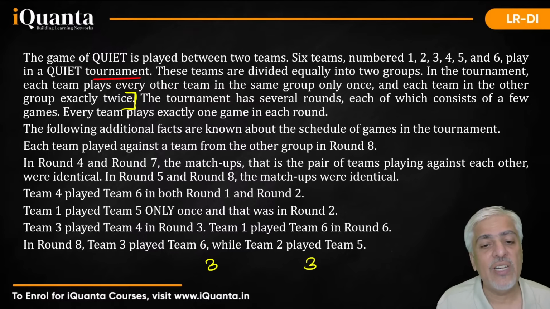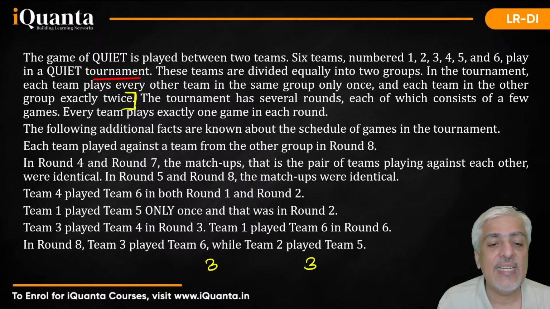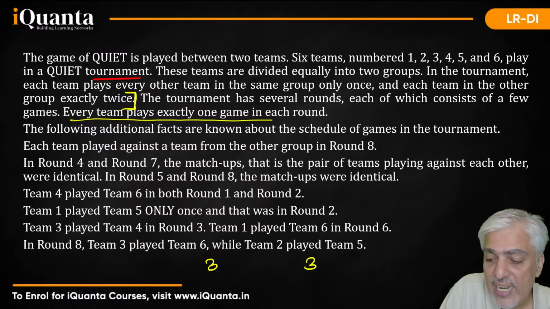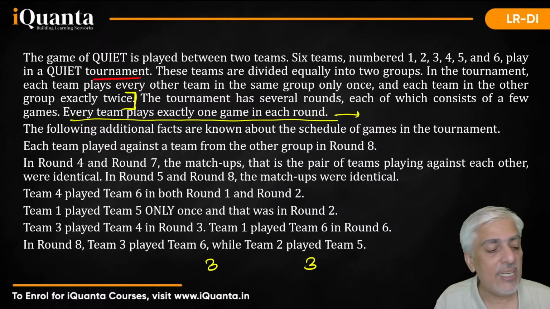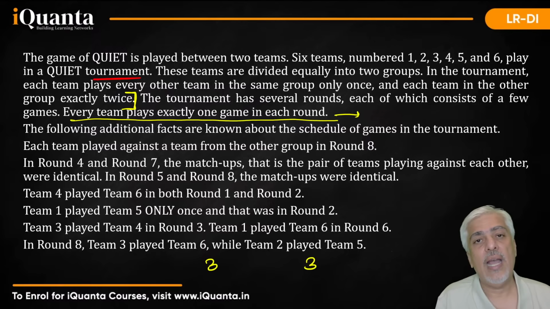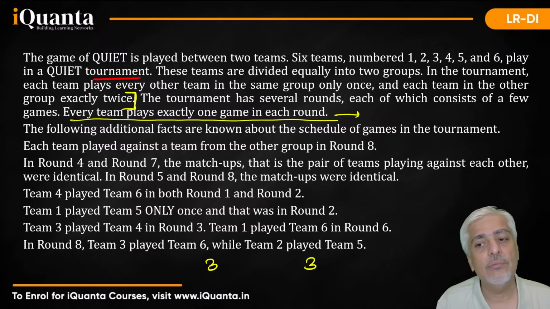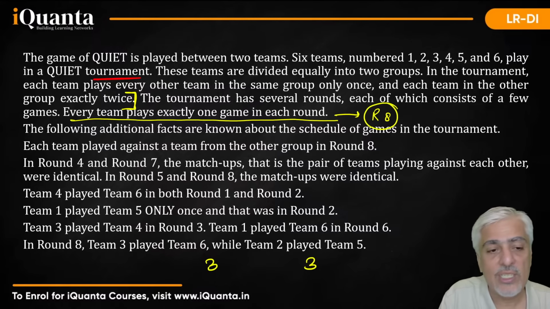The tournament has several rounds, each of which consists of a game. Every team plays exactly one game in each round. Tell me, what did I tell you? How many rounds as a team? I was going to play 8 matches, and they're saying in one round I can play only one match. That's done, which means there are 8 rounds. Question number 1 is over.